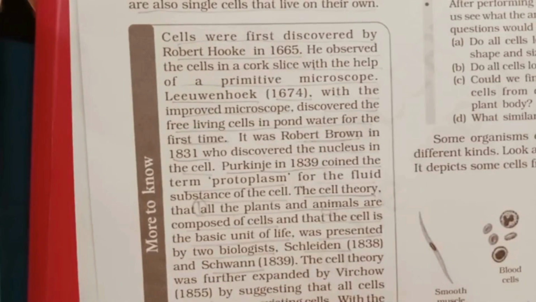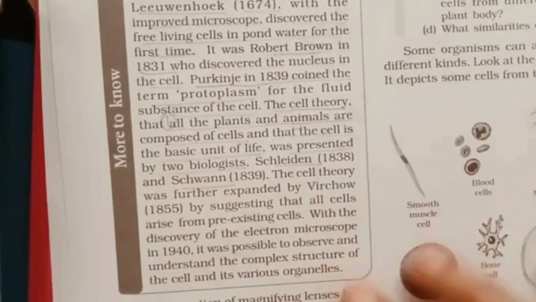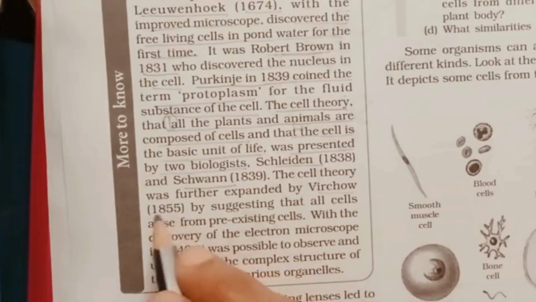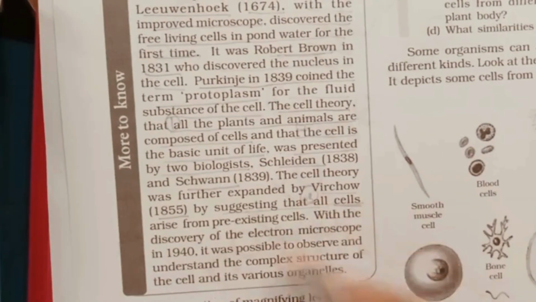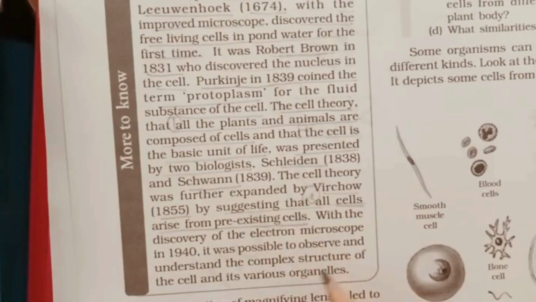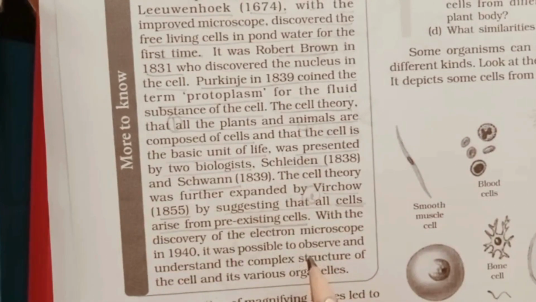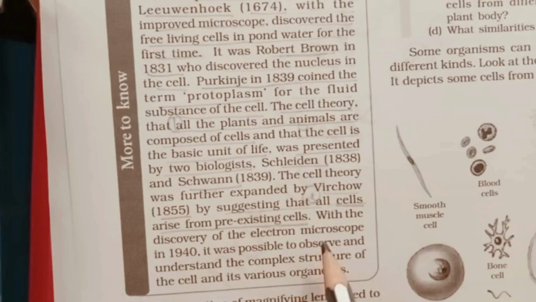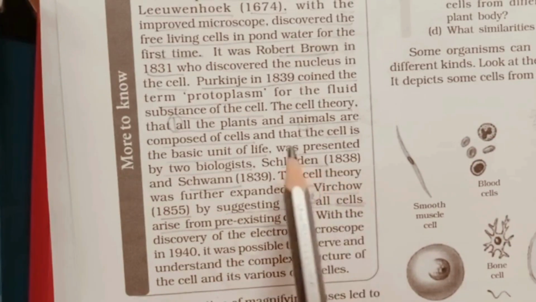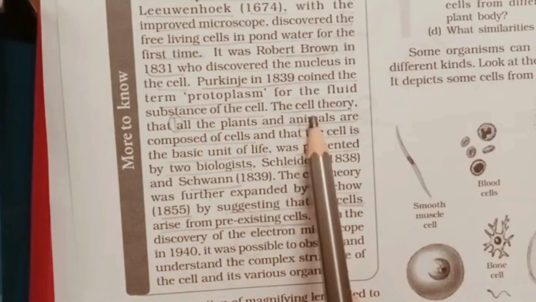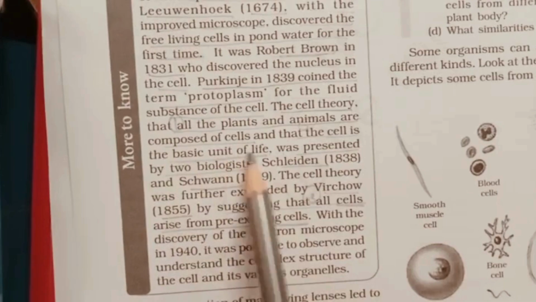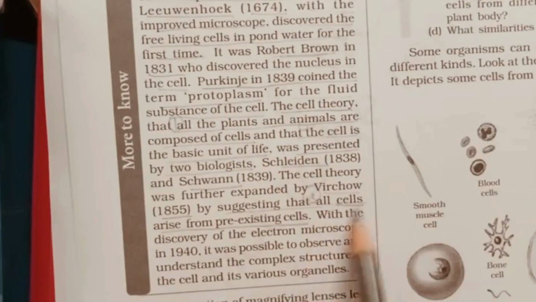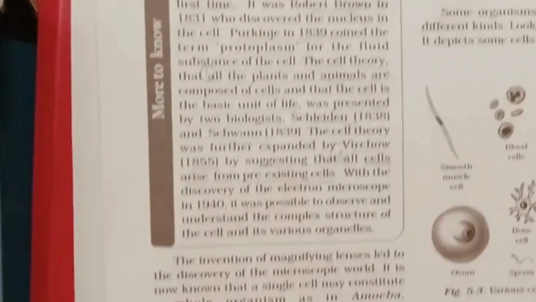Now the cell theory has a third point which was given by Virchow. So Virchow in 1855 suggested that all cells, this is the third point guys, all cells arise from pre-existing cells. So we'll have a basic question, what is the cell theory and what are the postulates of the cell theory? So the cell theory says that all the plants and animals are composed of cells. Second, the cell is the basic unit of life, and third, all cells arise from pre-existing cells.